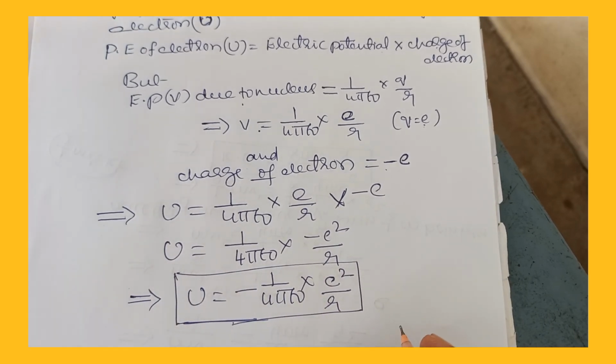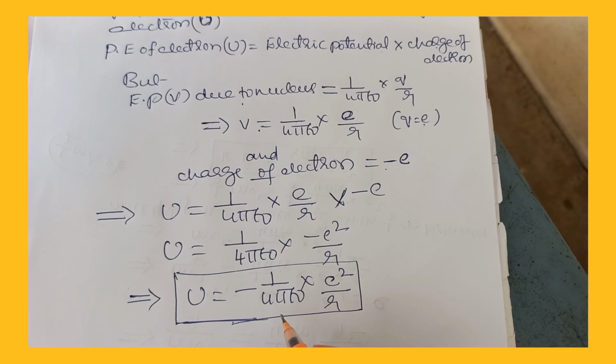So kinetic energy of electron already derived in the previous class. So KE is equals to 1 by 8 pi epsilon naught E square by R. Now in the next video we explain what is the total energy of electron, energy of electron while it is revolving. So that's all for today's class.